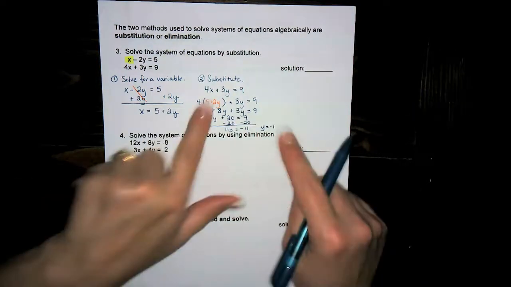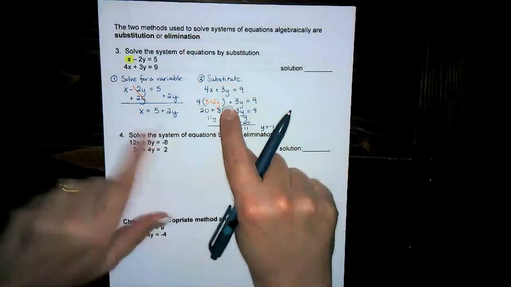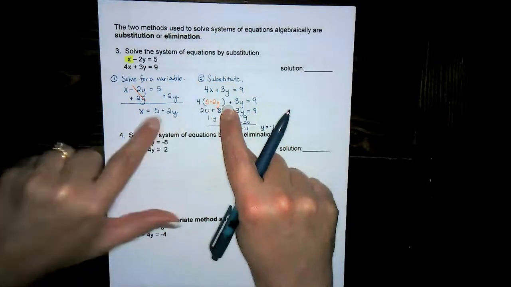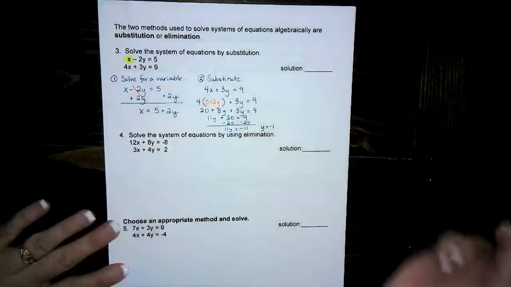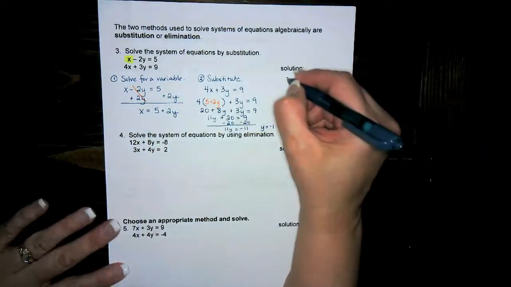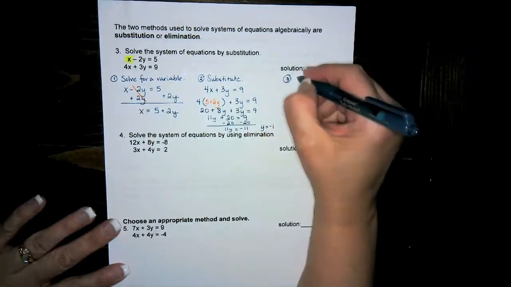So what I did is in the other equation where there was an x, I created space with a parentheses, and I put this side of the equation from step 1 there in the blank, or in the parentheses, I should say. Final step, well, see, we found that y equals negative 1.